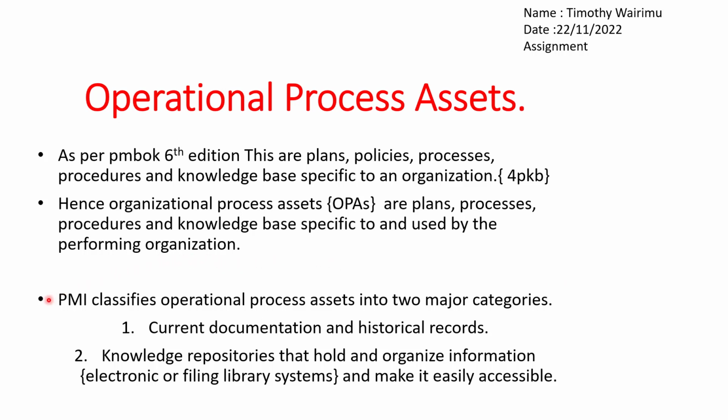PMI classifies operational process assets into two major categories: current documentation and historical records, knowledge repositories that hold and organize information and make it easily accessible. These can be electronic or filing library systems.